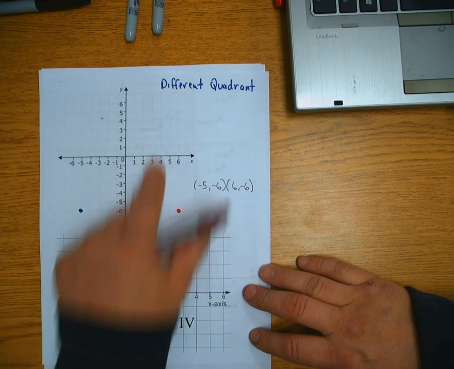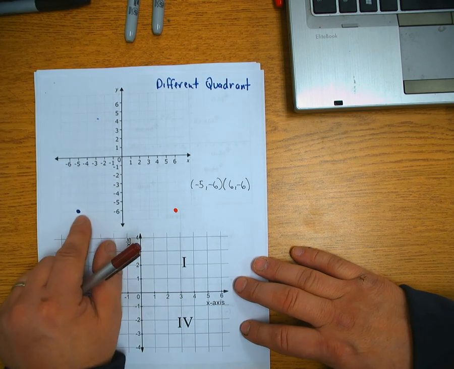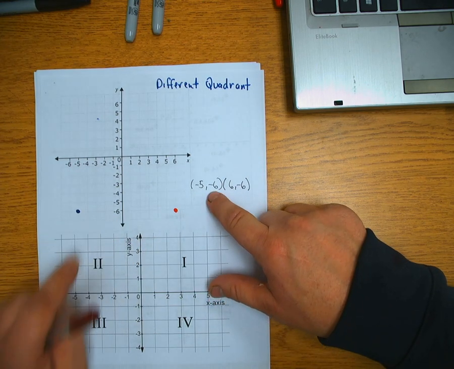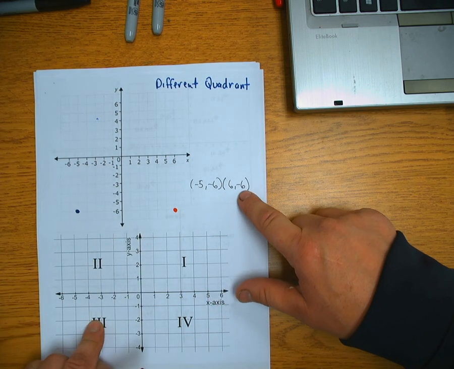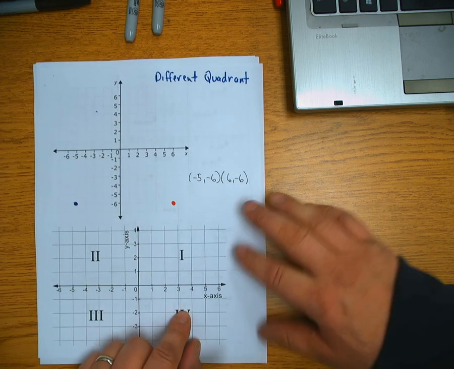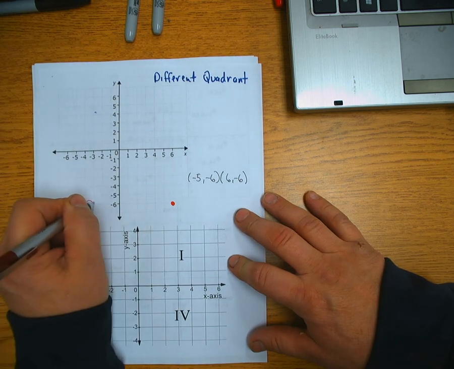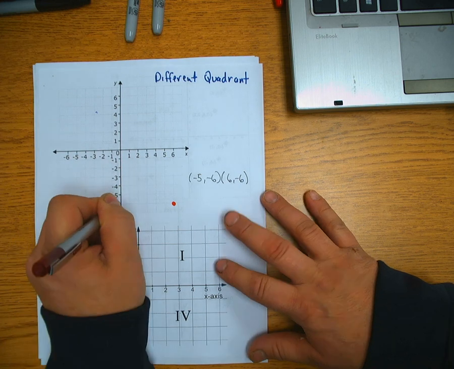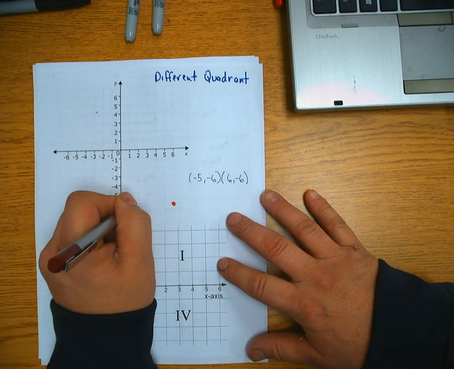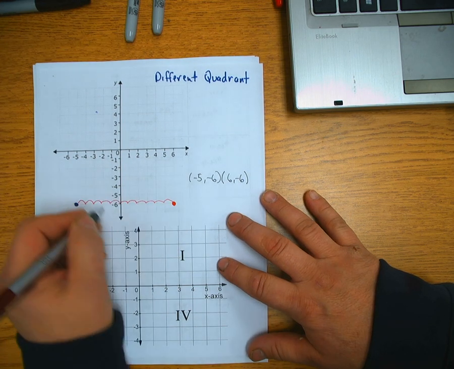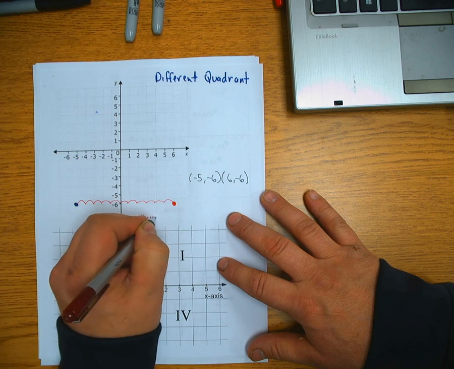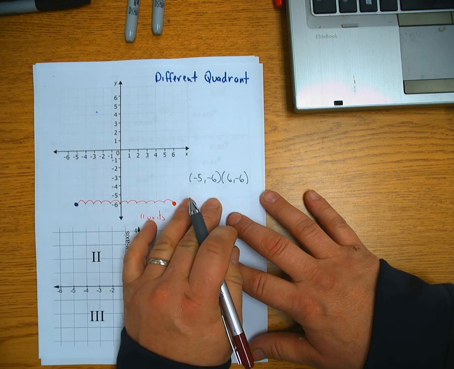Here's another example, different quadrants. We have (-5, -6) in quadrant 3. We have (6, -6) in quadrant 4. So I can count 1, 2, 3, 4, 5, 6, 7, 8, 9, 10, 11. This is 11 units apart by counting.